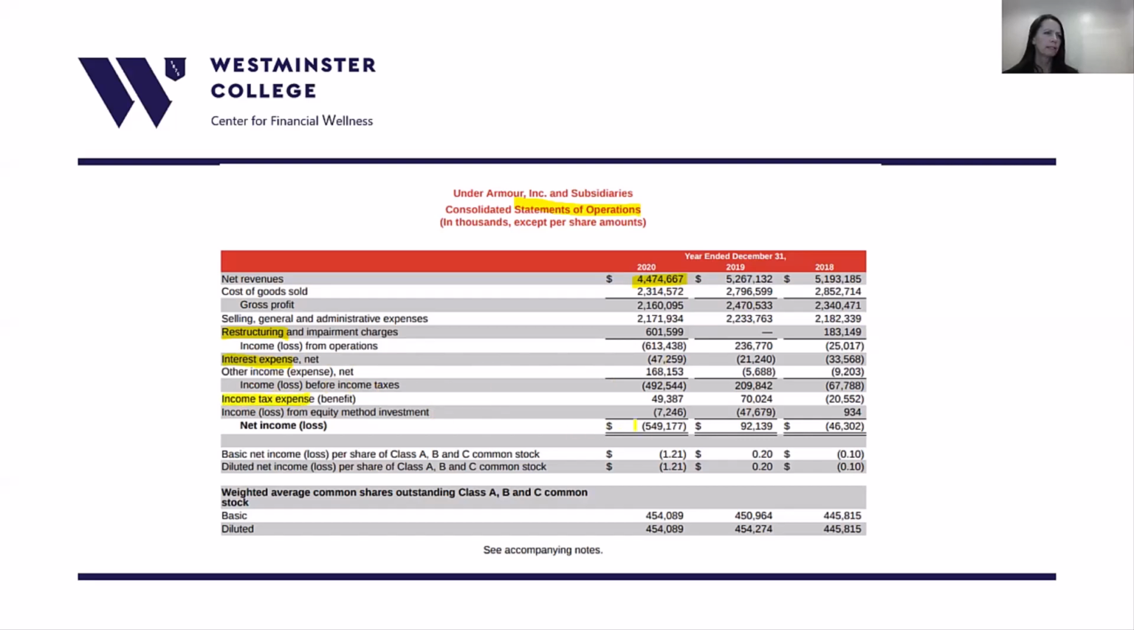But bottom line, here is their net income. Looks like in 2020, they incurred a loss, a bad year for Under Armour. But bottom line, their revenues minus all these different expenses give us their net income. So they're not better off in 2020. From their activities, they were worse off. They weren't able to generate net income. They had a net loss.